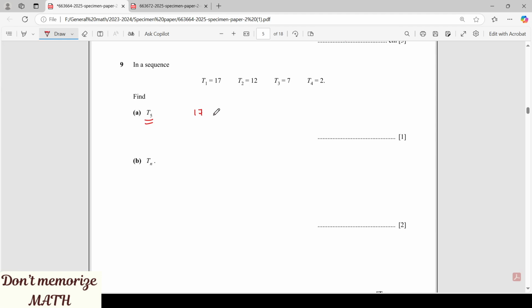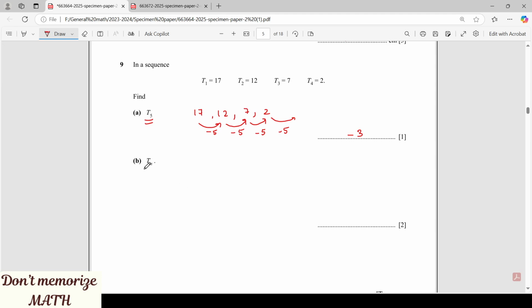Okay, so 17, 12, 7 and 2. Just see, here we are subtracting 5, here also we are subtracting 5, and here also we are subtracting 5. So 2 minus 5 gives you negative 3. So 1 mark for this answer, no need to write the steps.